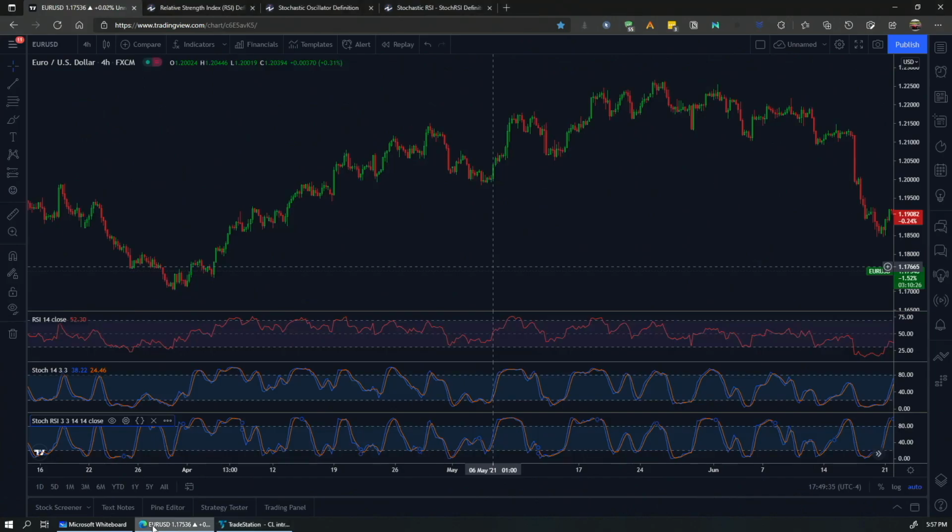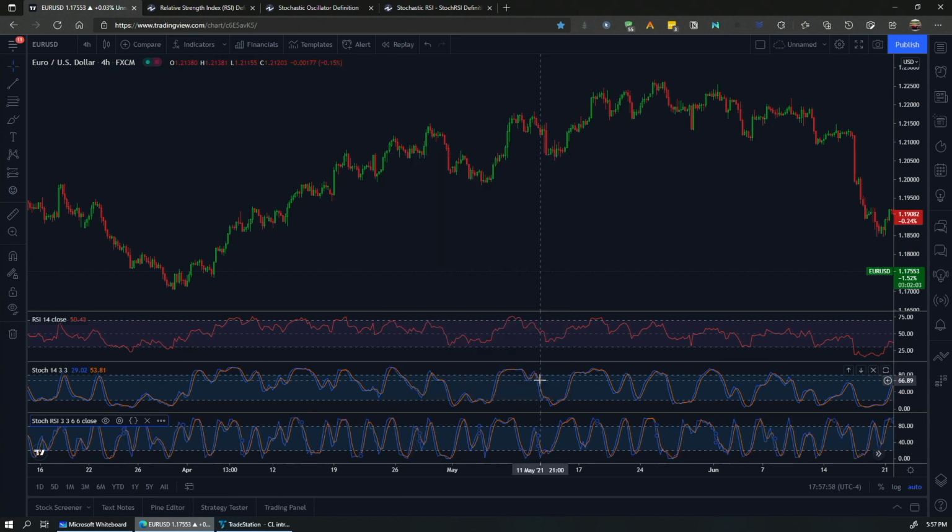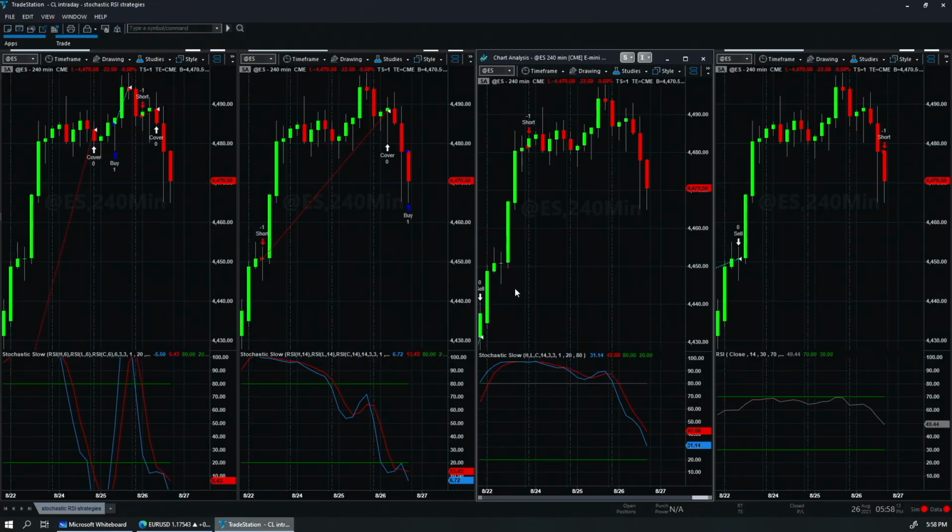The reason is I found that this can be smoother. Instead of 14, I will do 6 and 6. And now I can see a smoother cycle than before. So I thought, visually it looks better to me, but I wanted to try it with numbers.